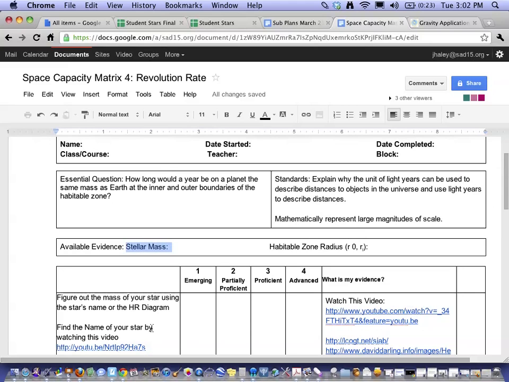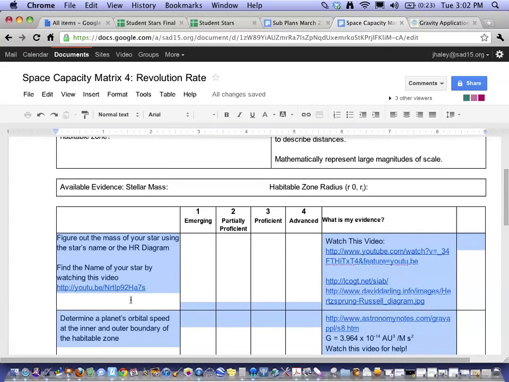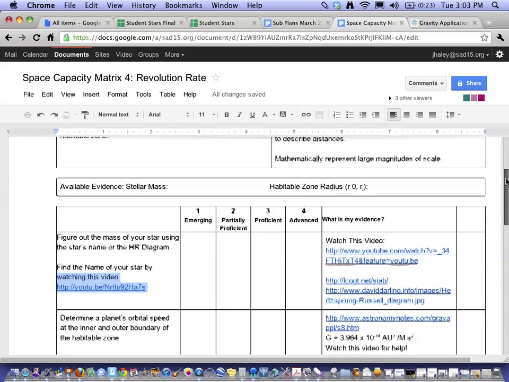If you haven't figured that out from the last matrix, you should use this link here to get there. And your habitable zone radius, both the inner and the outer. Those you gathered in your second capacity matrix.